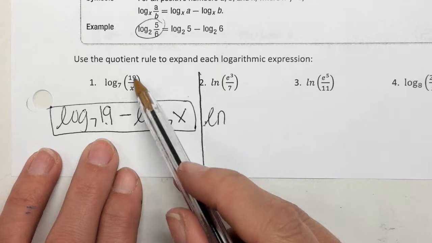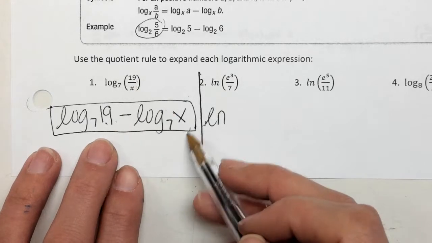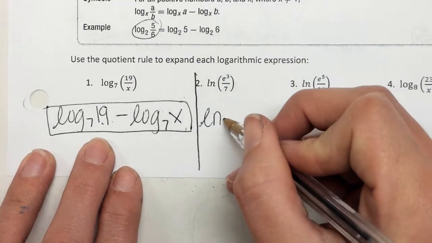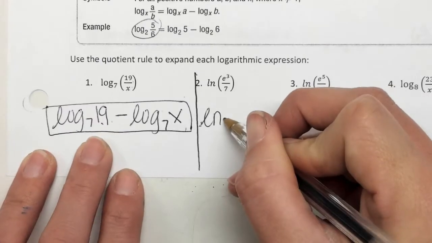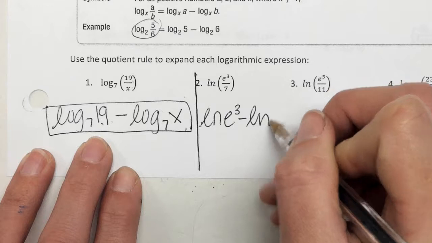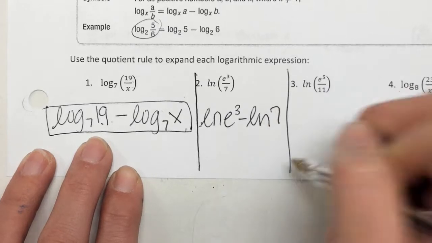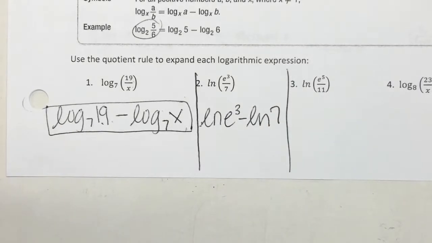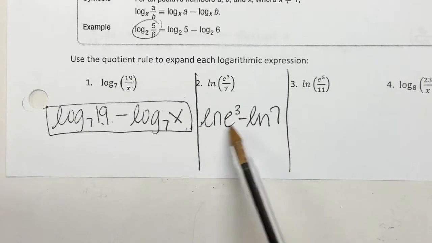Look back at this one. The numerator came first. X came here. This will be ln. Somebody help them out. e to the 3rd minus ln of what? 7. That's it.